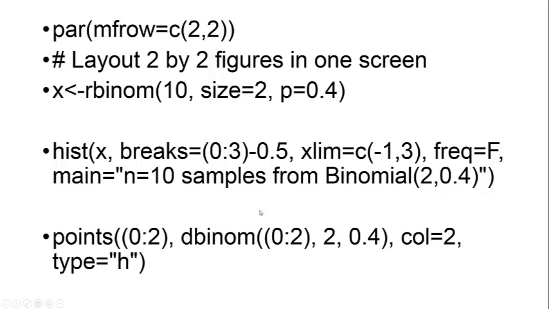Next, we use the points command to overlay the theoretical density function over the histogram. So you see the density function of the binomial distribution. We draw this from the theoretical probability distribution. We use type h, which draws those values as vertical lines, just showing a few sticks, so you can compare with the histogram. This will give us the first figure. Then we use similar commands to produce the second, third, and fourth figures.